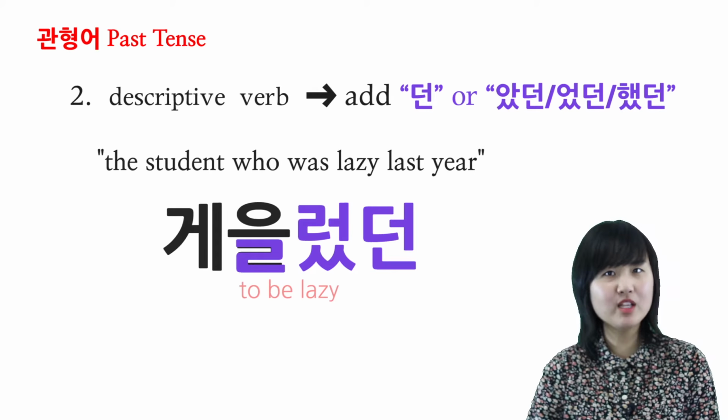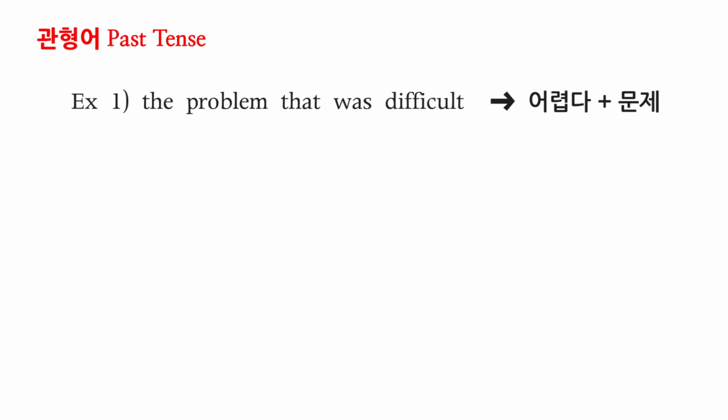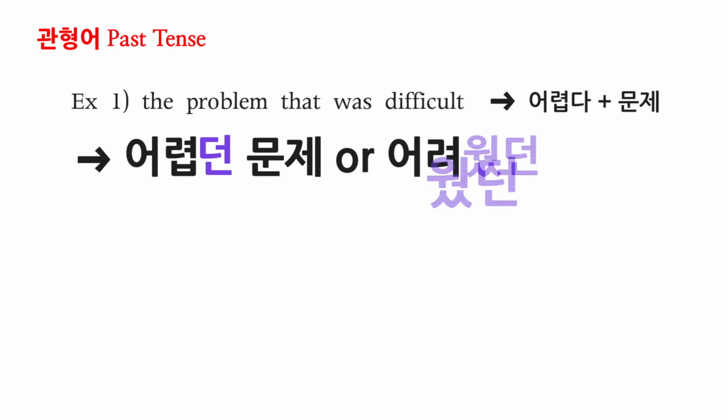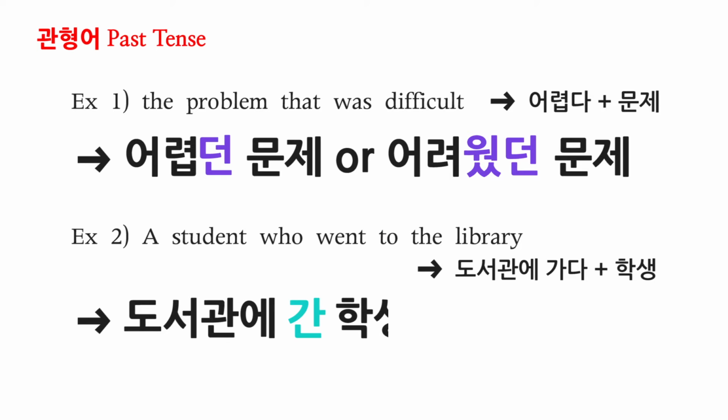Let's take a look at a couple of other examples. Example 1. The problem that was difficult. Verb stem 어렵다 plus 문제 becomes 어렵던 문제 or 어려웠던 문제. Example 2. A student who went to the library. 도서관에 가다 plus 학생 becomes 도서관에 간 학생.